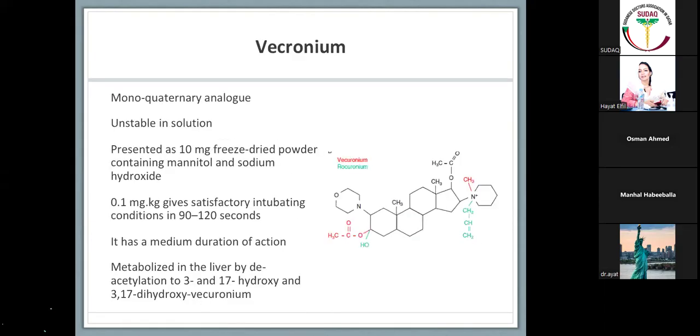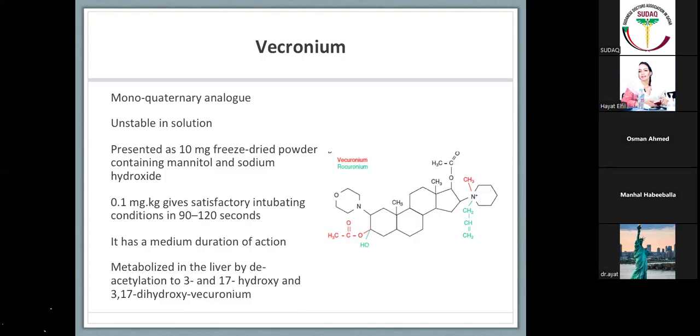Vecuronium is a monoquaternary analog. It's unstable in solution, so it is presented as a powder or freeze-dried powder with mannitol and sodium hydroxide. The intubating dose is 0.1 mg per kg, and it has a medium duration of action. It is again metabolized in the liver by deacetylation to 3-hydroxy, 17-hydroxy and 3,17-dihydroxy vecuronium.